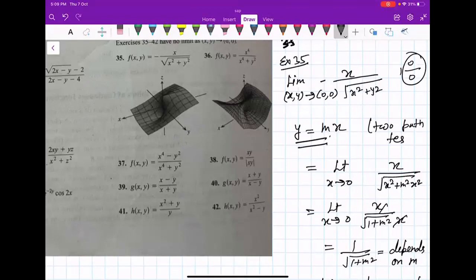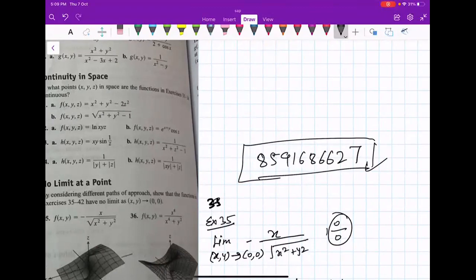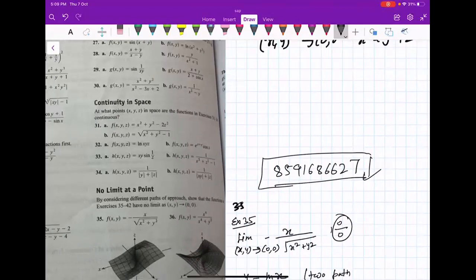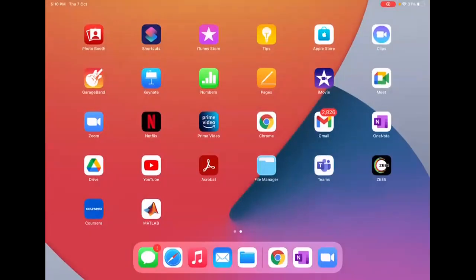Okay. Ma'am, can you show the WhatsApp number once again? Yeah. 8591686627. Thank you, ma'am. Okay. And my name is Dr. Sapna Sharma. Okay, so let's finish our class here. Okay, thank you, ma'am. Okay. Thank you, ma'am.